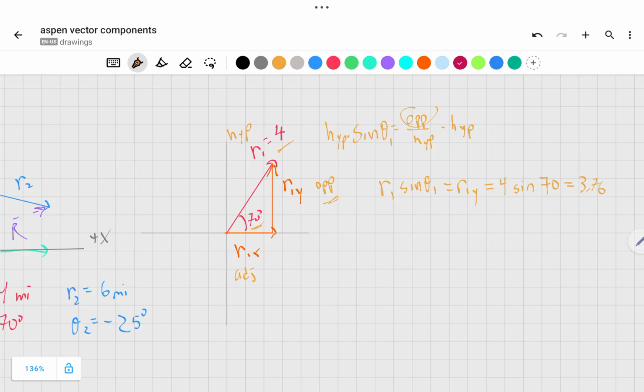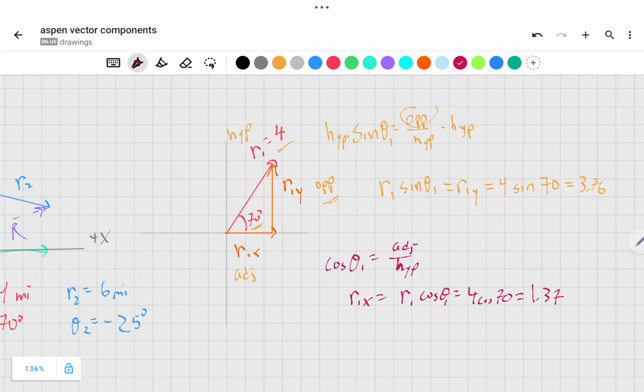And then we're going to do something similar for the adjacent side. For the adjacent side, I'm going to use cosine theta 1 equals adjacent over hypotenuse. I'm going to multiply both sides by the hypotenuse to get that the adjacent side, which is R1x, equals R1 cosine of the angle. That means I have 4 times the cosine of 70 degrees, which is 1.37.